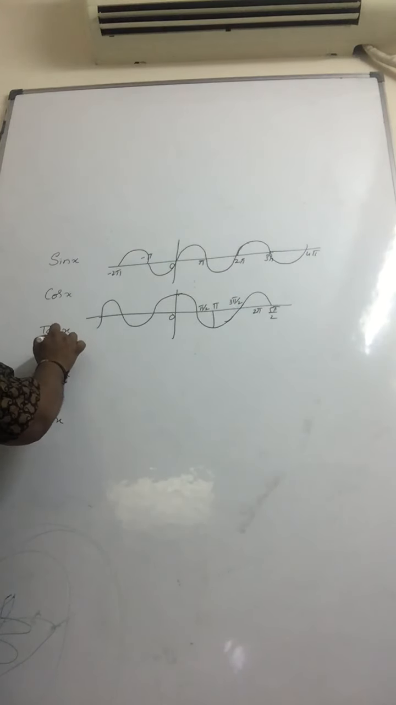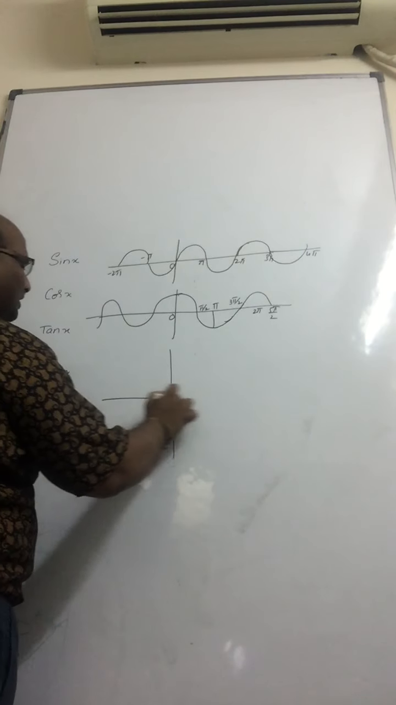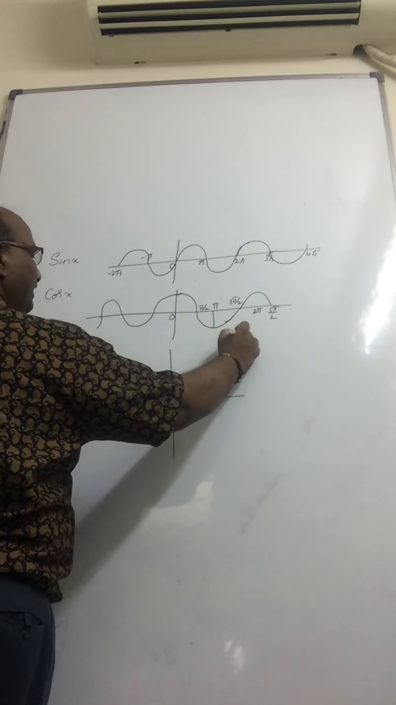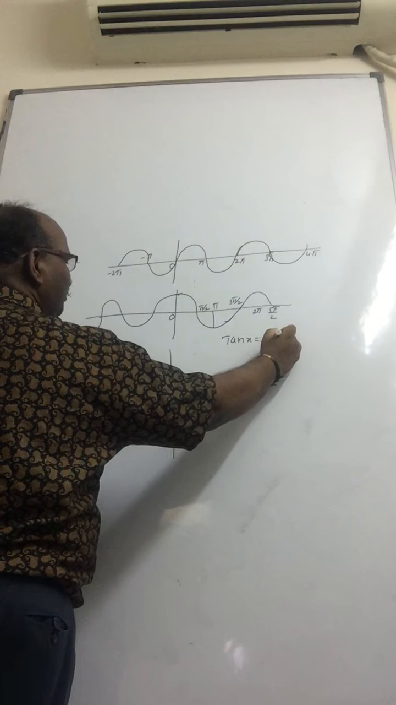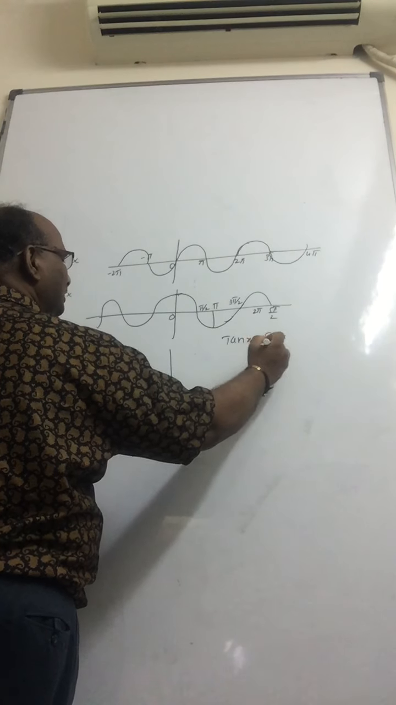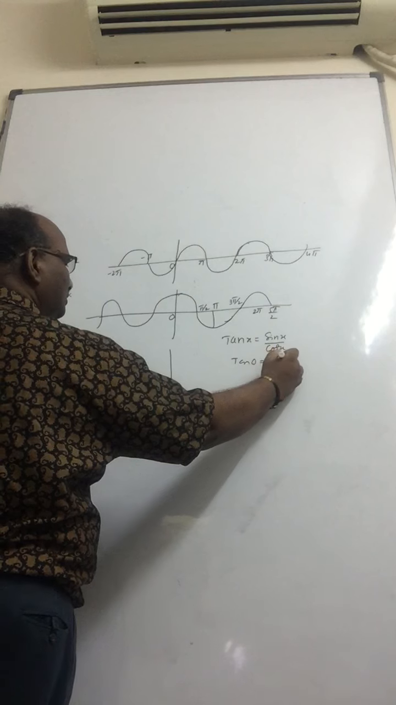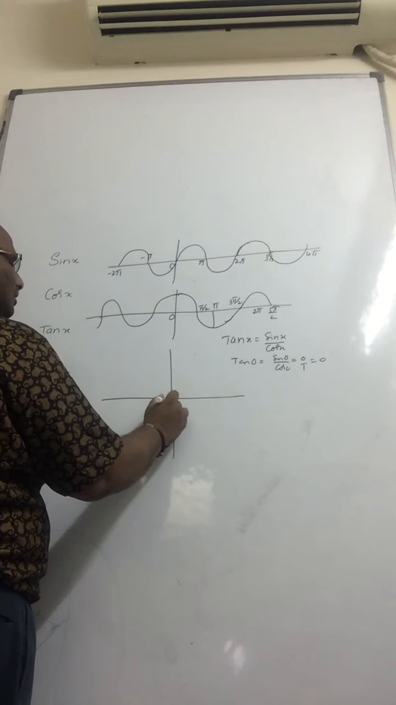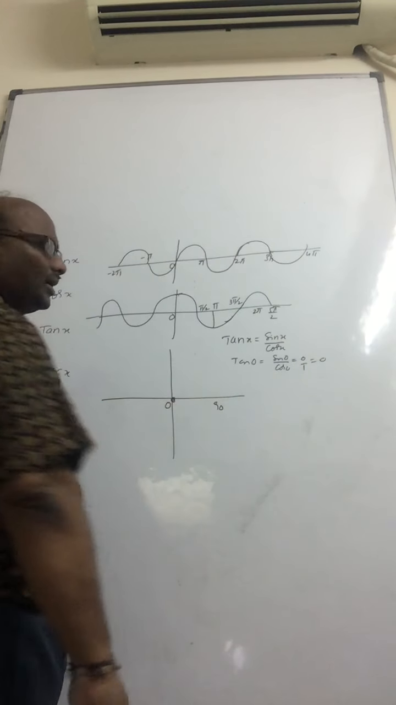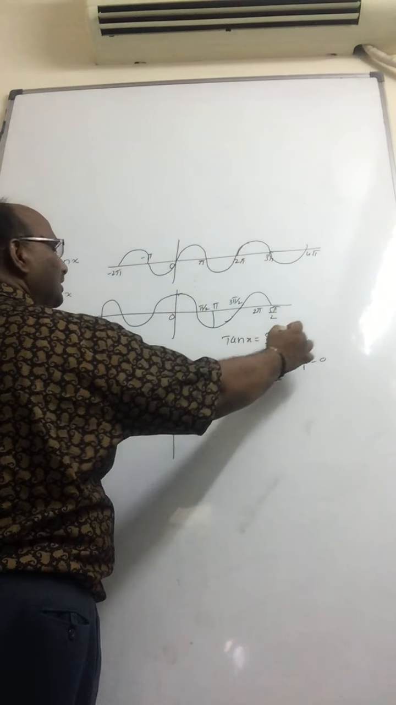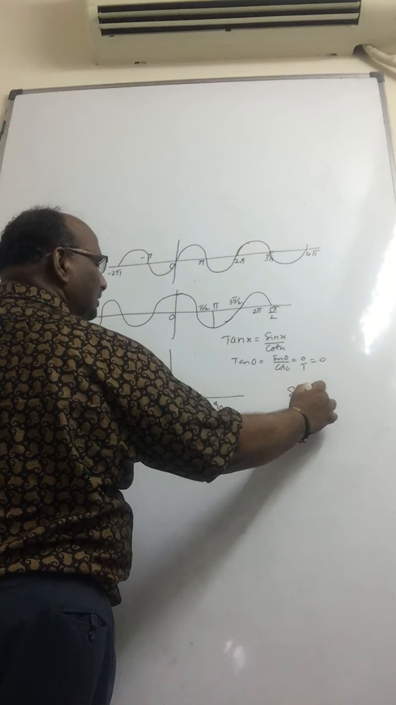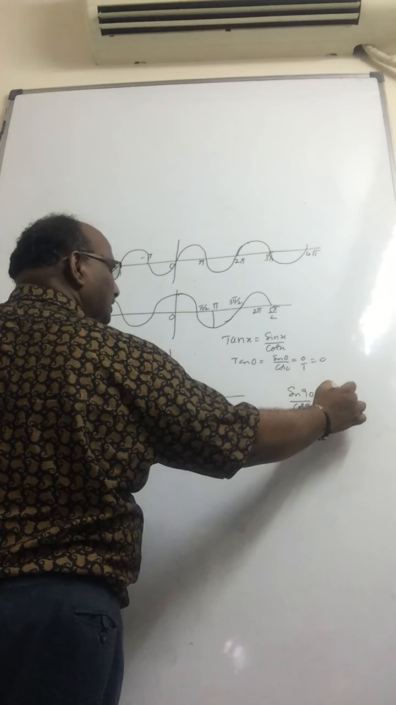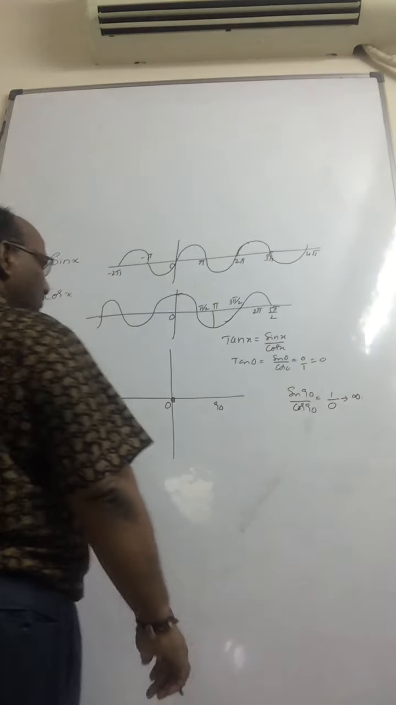How to draw the tan X graph? Again, considering some values. Tan, how is it defined? Sin by cos. To calculate tan 0, I'll write 0 by 1, which is 0. For 90, tan 90 is sin 90 by cos 90. So it's like 1 by 0, we will write it as approaches infinity.